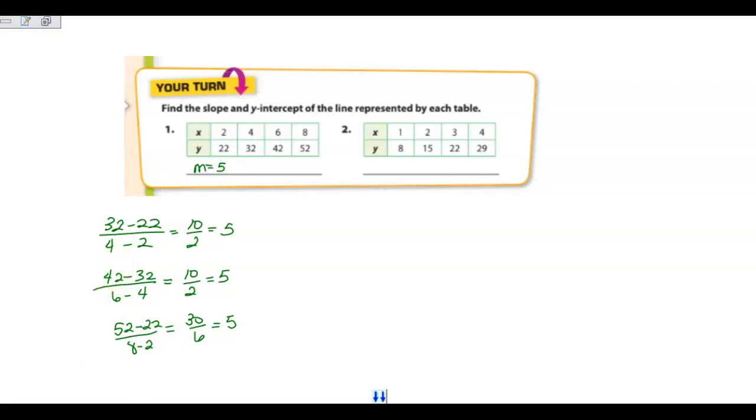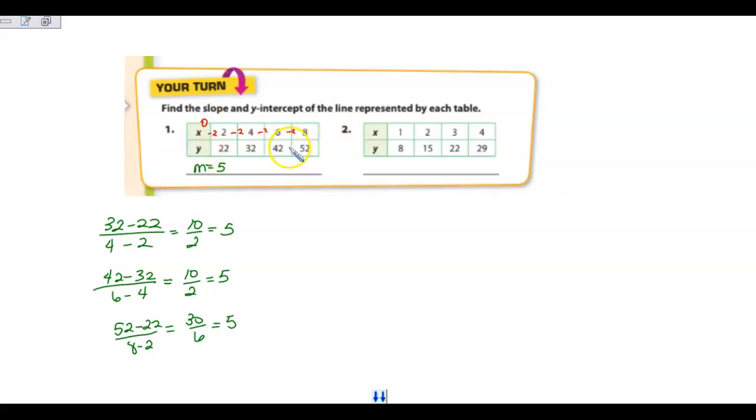Now, to find the initial, or the y-intercept, I can look to see how these are going down. So from 8 to 6, I'm going to subtract 2. From 6 to 4, I'm going to subtract 2. 4 to 2, subtract 2. So from 2, 2 minus 2 is 0.